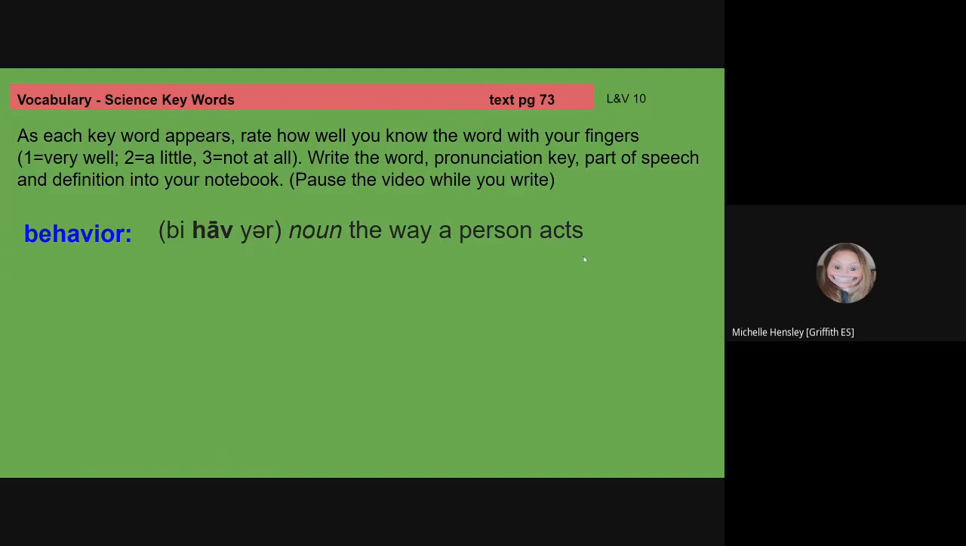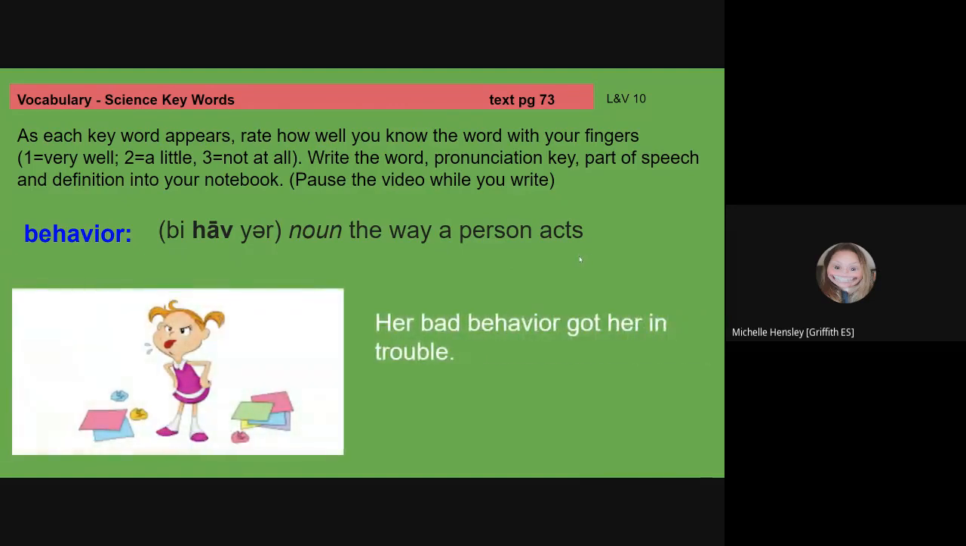Write that down in your notebook. And here's our example sentence. Her bad behavior got her into trouble. Clearly, that is not something we ever hope to see. Her bad behavior got her in trouble. All right, go ahead and pause the video here. Resume when you're ready. Take your time writing down behavior, noun, the way a person acts.